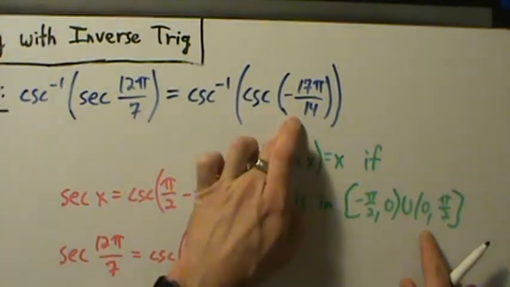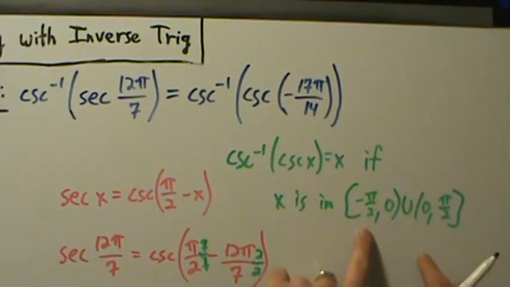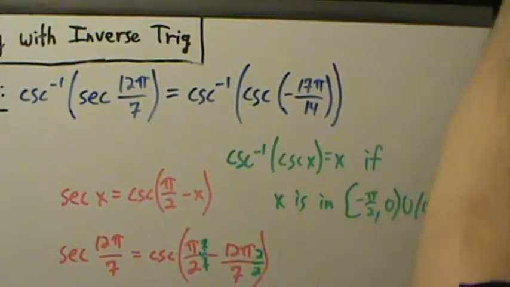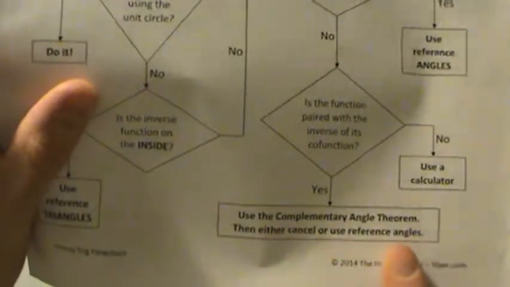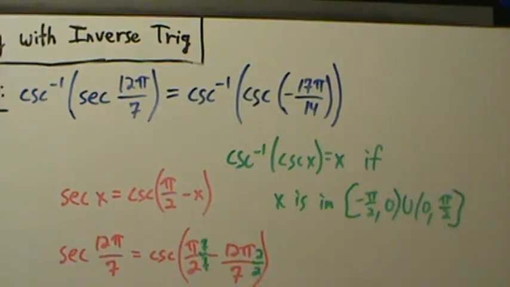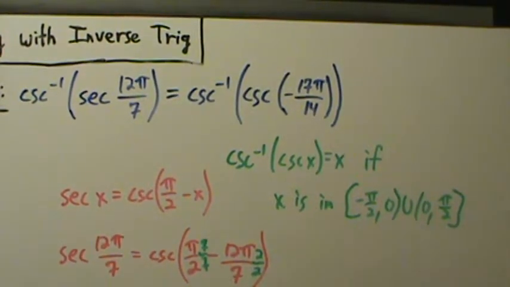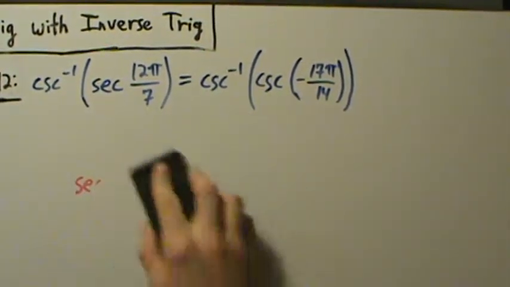Negative 17 pi over 14 is too far to the left on the number line, too far negative. It's outside of both these intervals, so no, we cannot cancel. So we have to do what this says, which is either cancel or use reference angles. Since we can't cancel, we're going to have to use reference angles. So let's go ahead and do that. Let's erase all this stuff here, and then we'll start setting this up with reference angles.